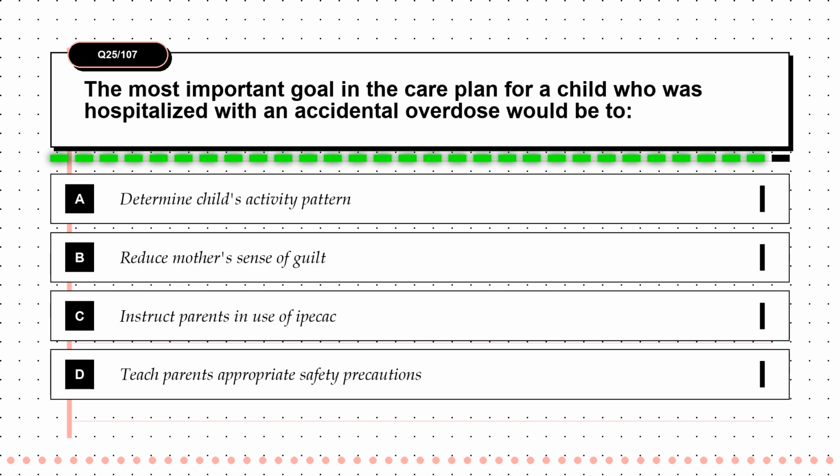Question 25. The most important goal in the care plan for a child who was hospitalized with an accidental overdose would be to. Here are the options. Option A. Determine child's activity pattern. Option B. Reduce mother's sense of guilt. Option C. Instruct parents in use of NCLEX. Option D. Teach parents appropriate safety precautions.